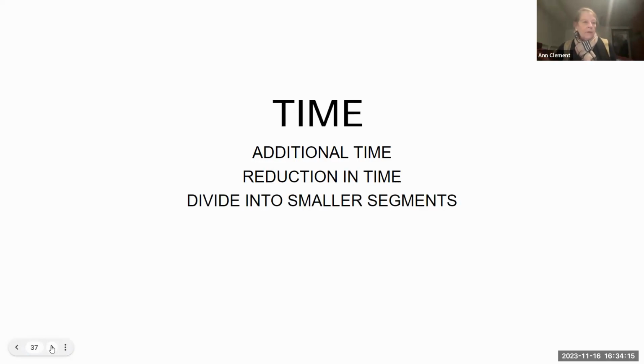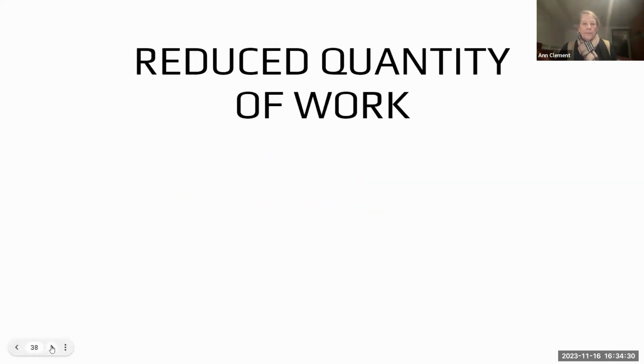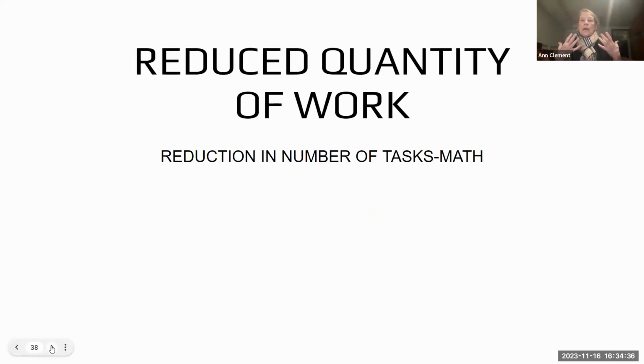Divide into smaller segments. You can take a paper and cut it, rather than having the whole paper with 4 things on it. Cut them into little pieces so that they can just look at the little pieces rather than be overwhelmed by the huge page. Reduce the quantity of work. Sometimes we think that in order to learn something, you need to do it 10 times, but that's not always the case, because this child may learn as well doing it 5 times, because they may lose their attention after going to number 6, and then they're not learning well. So sometimes you reduce the number of tasks, and this is especially in math.